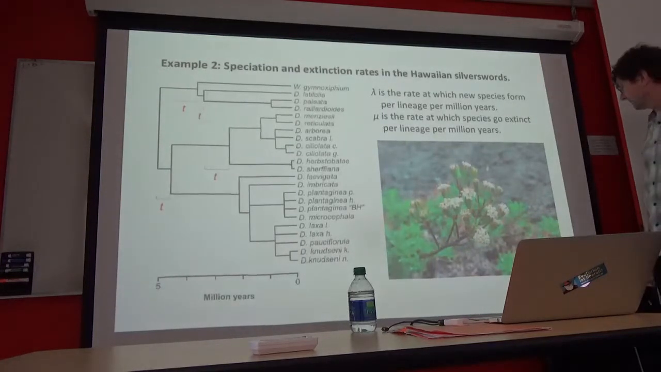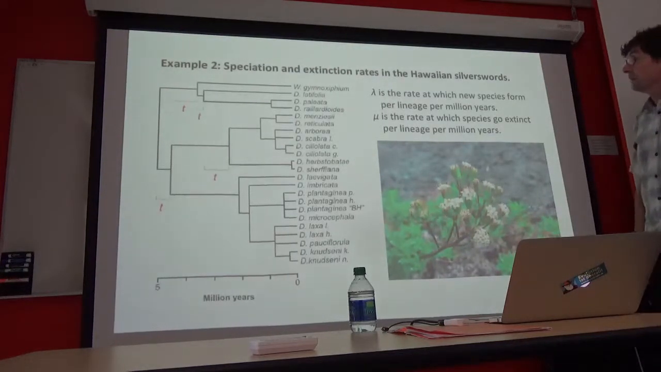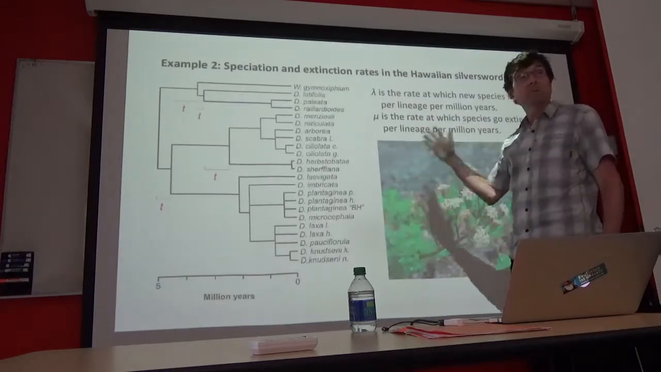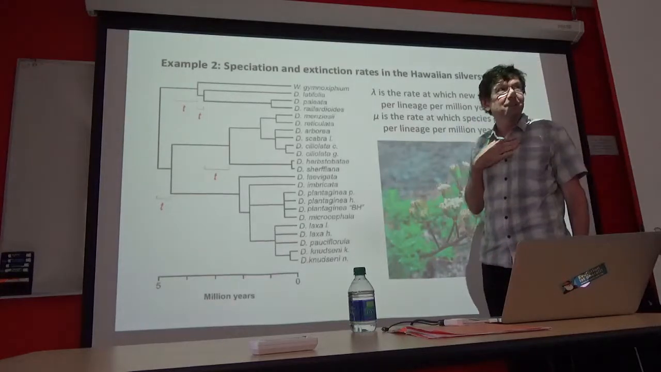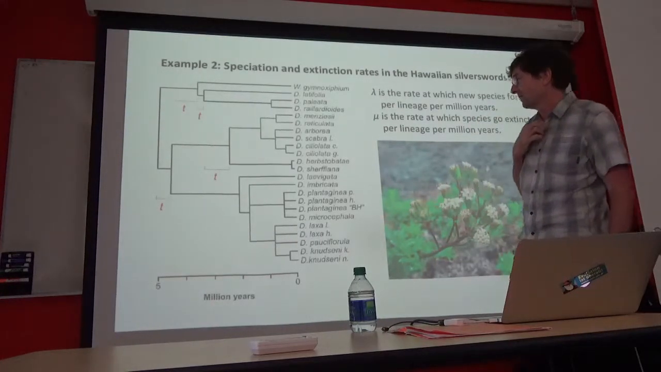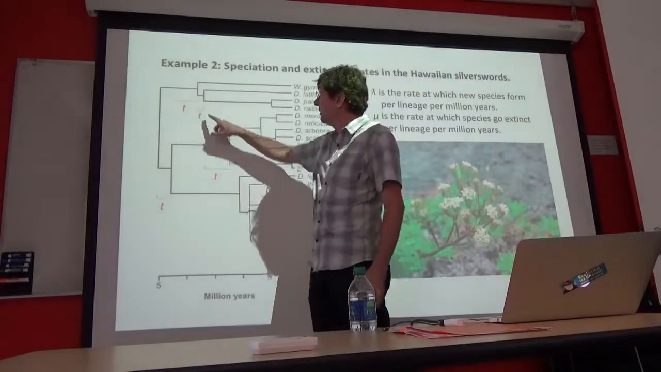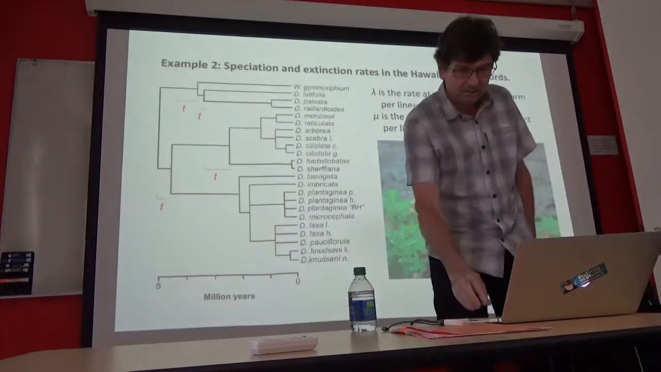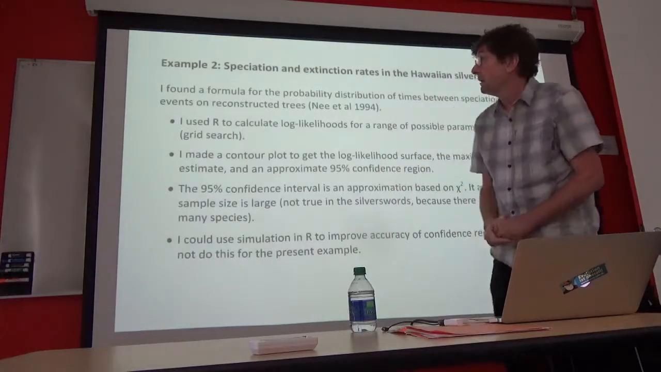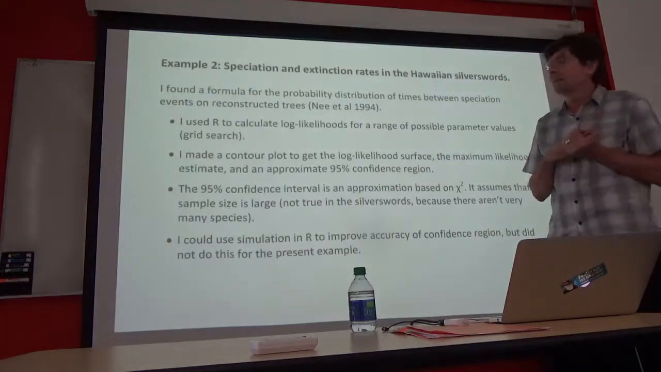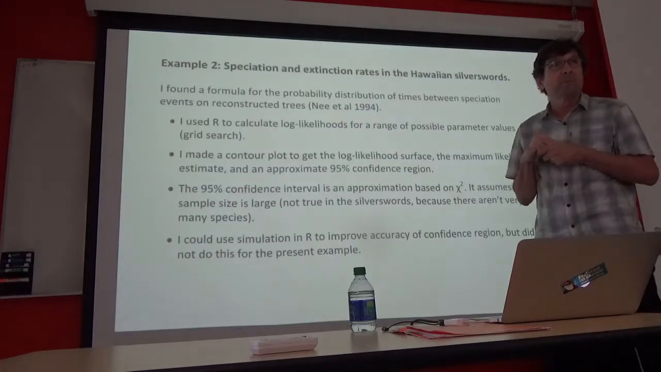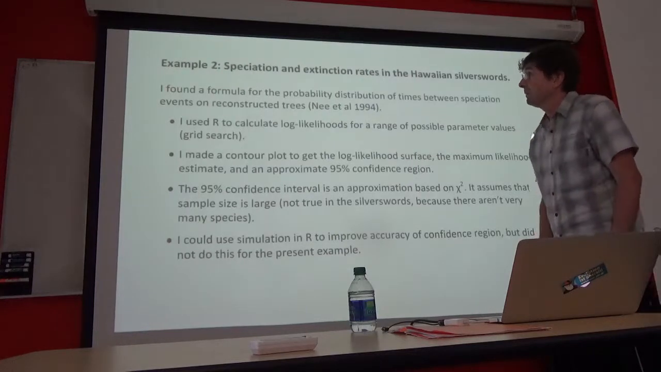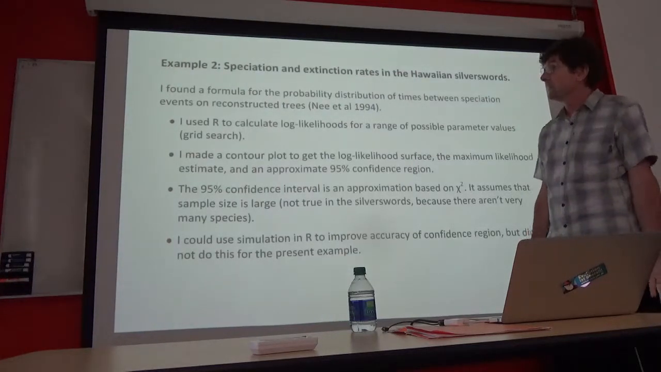So the trick with this method is to describe the probability of all possible outcomes for a group of species when you only have the survivors and not the ones that actually went extinct. The data used in this case, as I'll show you, are the times between branching events as you go from left to right. And the procedure is the same as I just showed you for the binomial distribution. There's nothing particularly nuanced about it. There are two parameters instead of one, but the basic idea is the same.